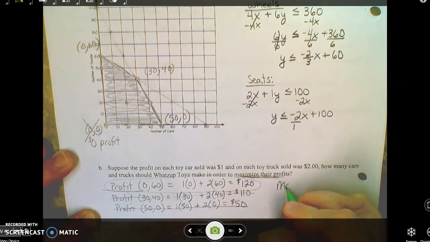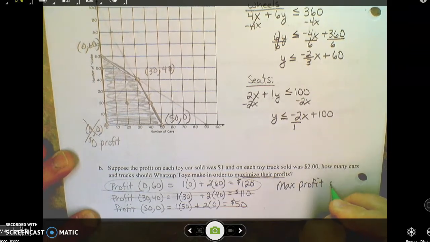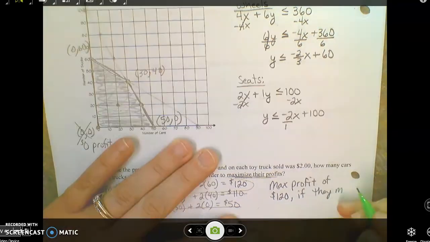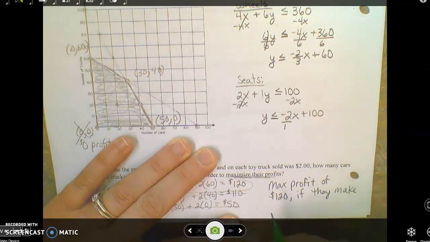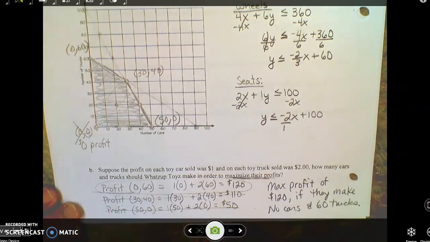So max profit of $120 if they make no cars and 60 trucks. And that is how you do these problems.